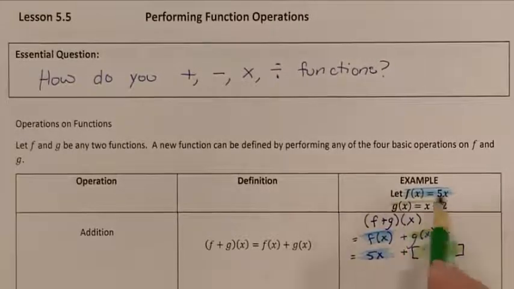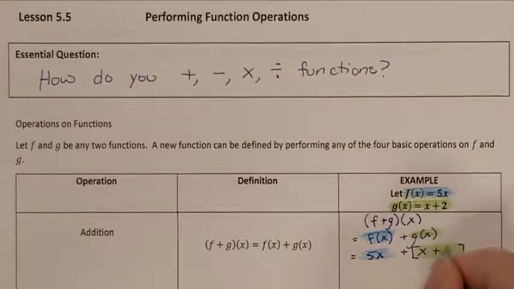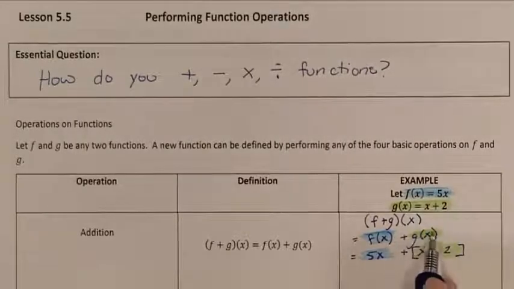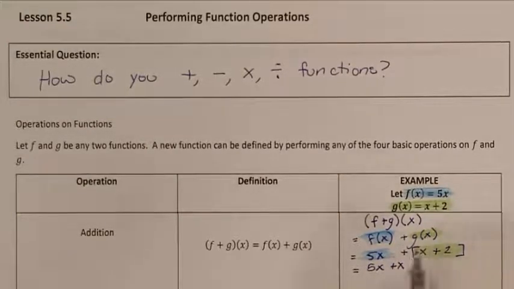What is the g function? The entire g function is x plus 2, so right here I'm going to write x plus 2. It is important to write the grouping symbol around the entire g of x, because this function is going to be added to the entire function. So what do I actually have? I have 5x being added to this x, being added to this positive 2. Now combining like terms, I have 5x plus x, which is 6x, plus 2. This is my new f plus g function.